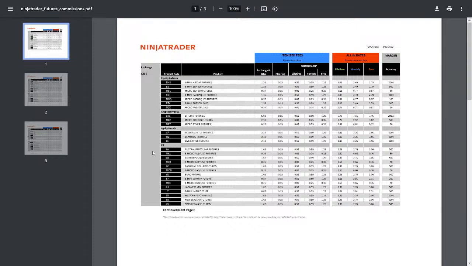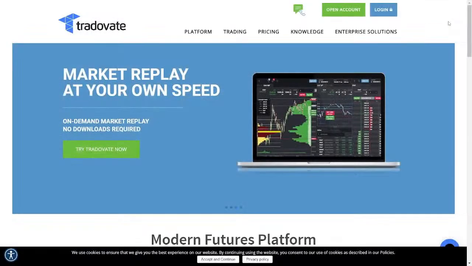As I showed you before, there are a lot of different products you can trade. Here you can see cryptocurrencies, you can see agricultural products, and you can see the Forex market pairs that are available to trade through NinjaTrader. Now on to the next platform.